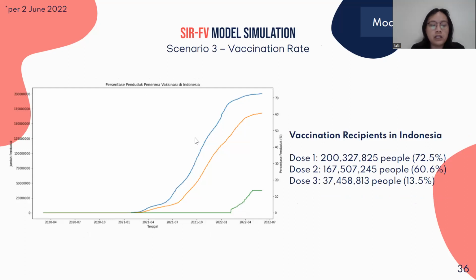From the following figure, it can be seen that until the latest data was taken, namely June 2nd, 2022, the number of vaccination recipients in Indonesia reached 72.5%, or as many as 200,327,327 of the total population of Indonesia, which is around 270 million people. In addition, as many as 167,507,245 residents, or 60.6%, have received the second dose of vaccination, and 37,458,813 residents, or 13.5%, have received booster vaccinations.